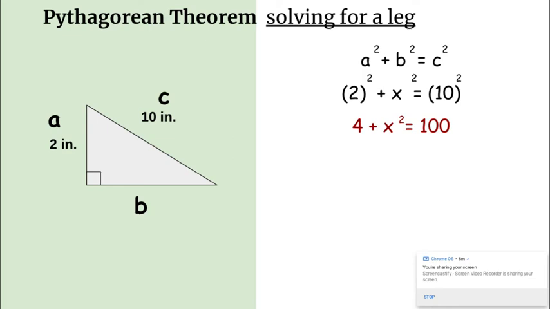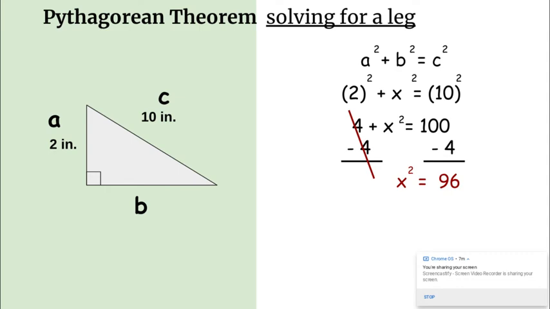Now we need to solve for X. So is X by itself? No. What's happening to X? We need to get rid of this 4 over here. How will we get rid of that? We're going to do the opposite operation. So this is a positive 4. We're going to subtract 4. And whatever we do to one side, we have to do to the other. So if we subtract 4 from both sides, we get X squared equals 96. Please pause this video if you need to and make sure that your notes are correct.